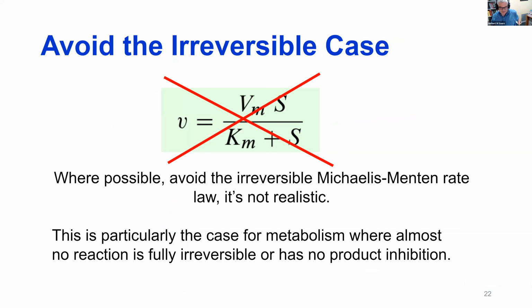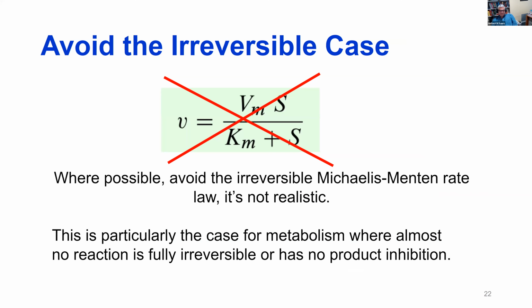This version is great for things like enzyme assays, where you're assuming you don't have any significant amount of product. But in a cell, there is product, because if there's no product, the next subsequent reaction can't go. So there will be product in all cases. If you use this equation, you're assuming that the product has no effect on the reaction rate. And that's not true.